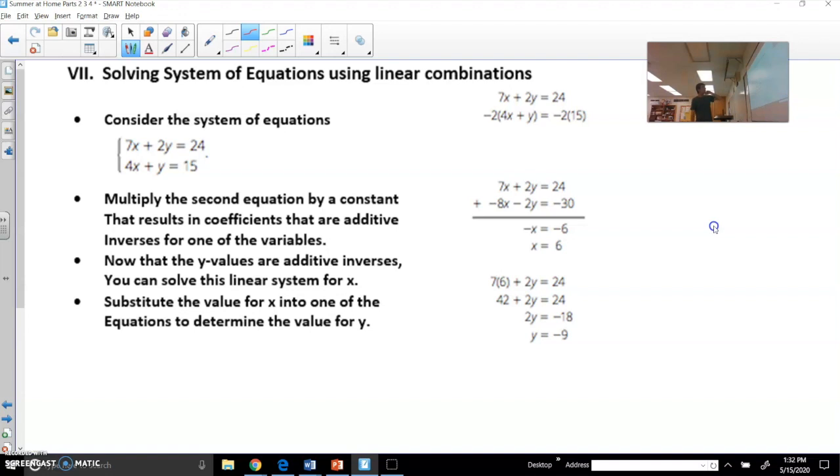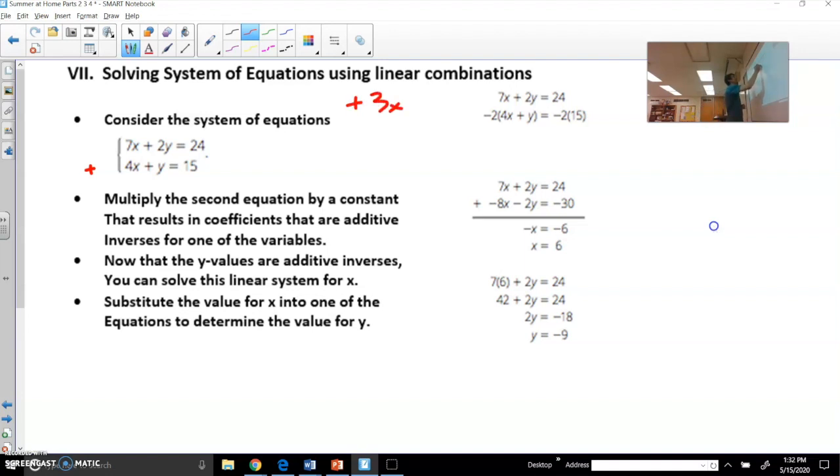And so the next part we're going to talk about is solving a system using what's called linear combination, or think of it as elimination in some classes. And so we're really trying to look for a way that when you add these two equations together, you get the variables to cancel, either the x or the y.